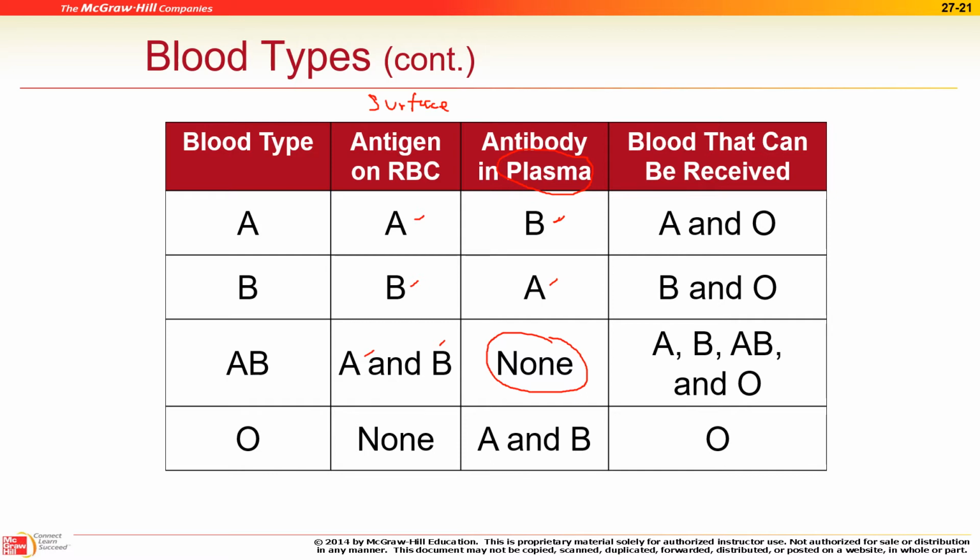So it's very important that O is the universal donor, and the only thing we donate are the RBCs. We don't donate the antibodies. We separate them.